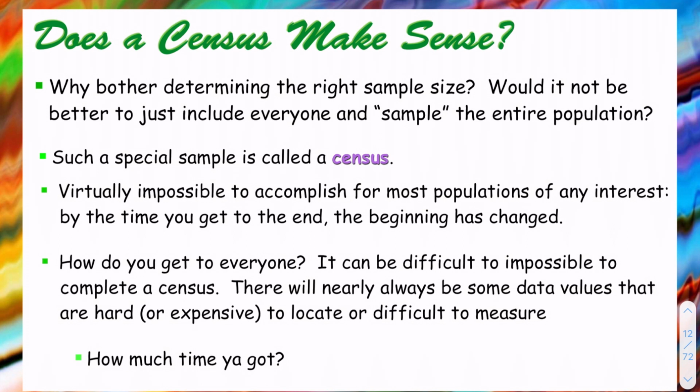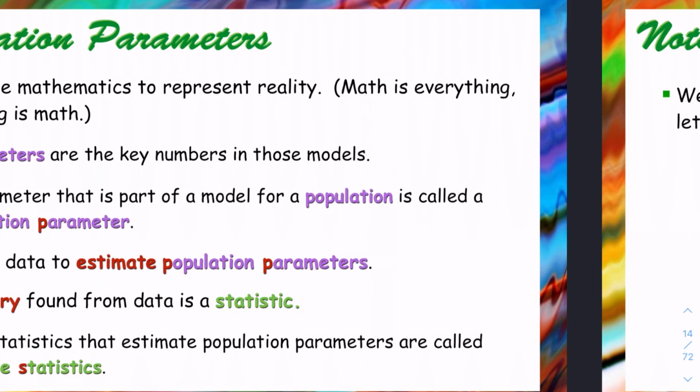It can be difficult to impossible to complete a census. Again, look at what's happening in our country this year. There will nearly always be some data values that are hard or expensive to locate or difficult to measure. And literally, how much time do you got? The census needs to be done in an entire year for the United States population. But if we are given more time, then obviously things are going to change.